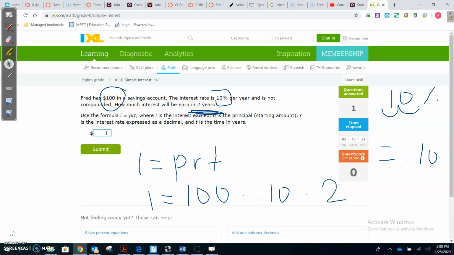And I put the 20 that I got into this little box. And we're going to submit it. And good job, we got it right. So in that problem, 100 times 0.10 times 2 gave us $20.